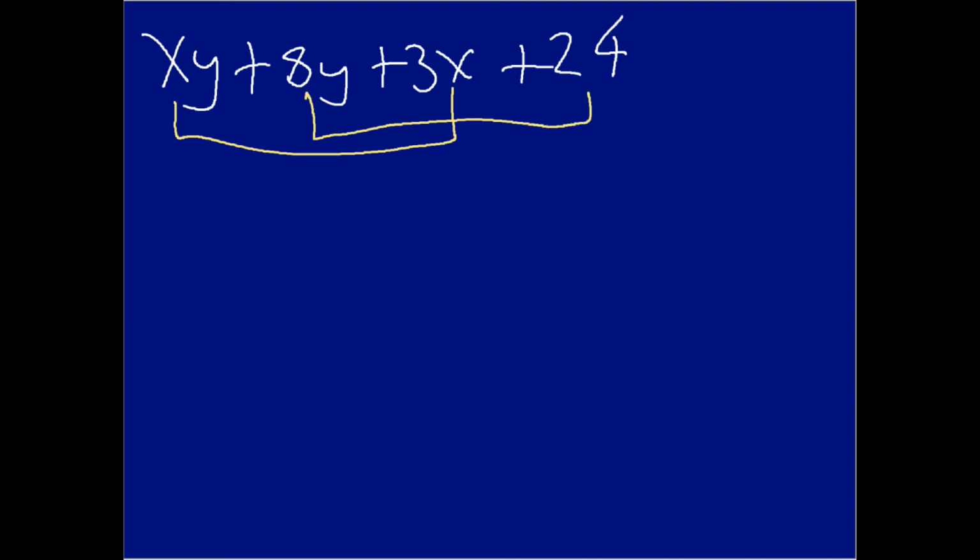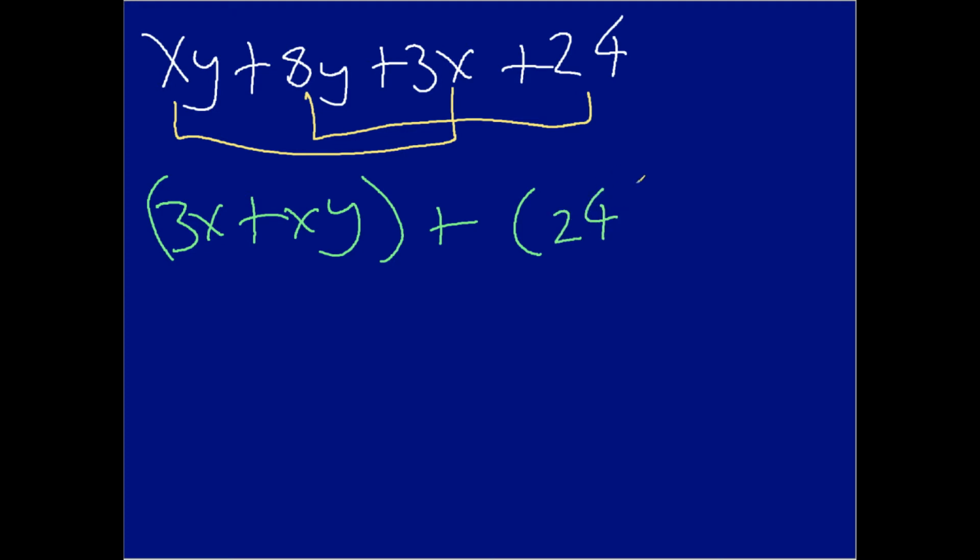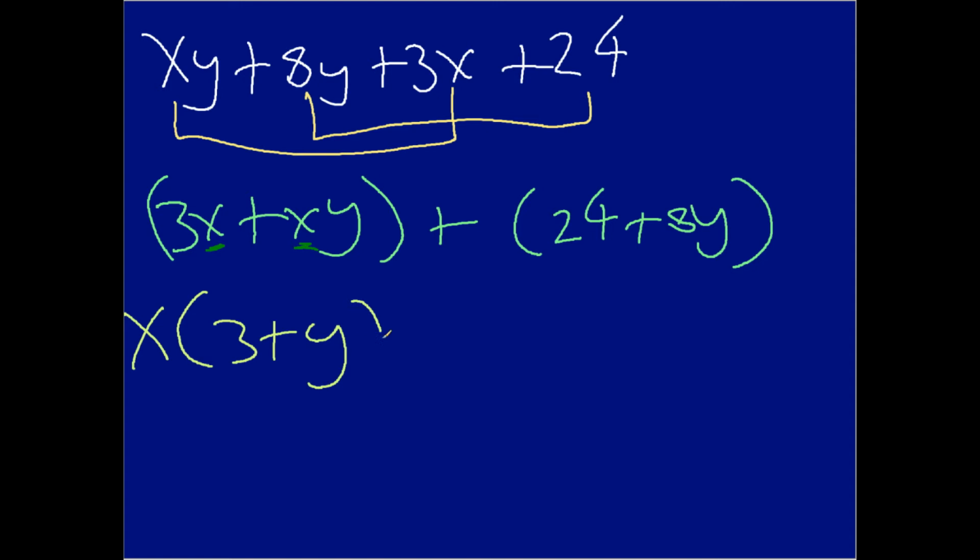So now, if I were to continue working on this, I have 3x plus xy. That's going to be one set that I'm going to work with. And then I have, I guess you could say, 24 plus 8y. So what do I do now? Well, when I look at the 3x plus xy, the thing that I can factor here is the x. So if you look right here, I got the x here and the x here. I'll put the x on the outside, and so now inside I have 3 plus y.